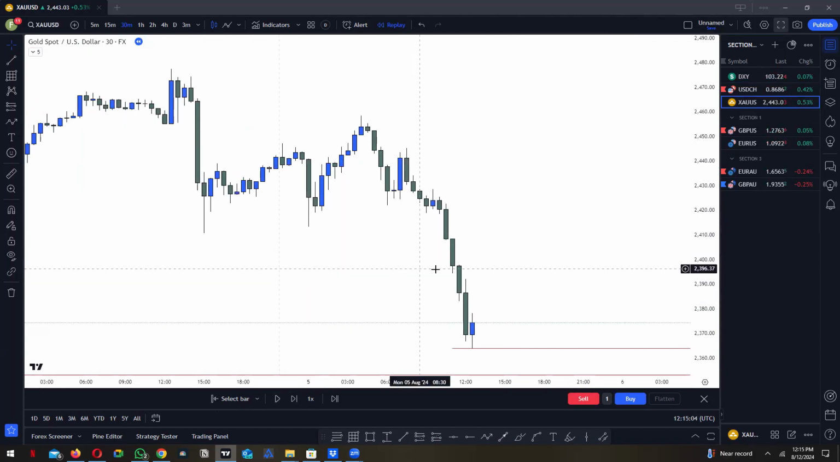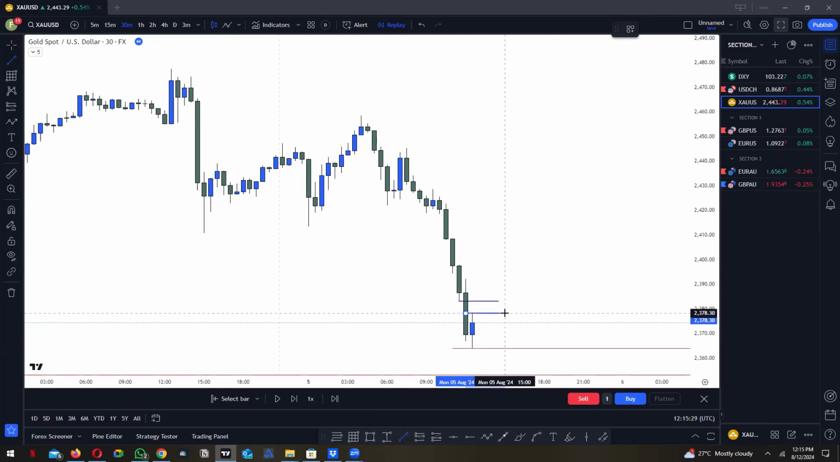So this is basically our last example on inversion fair value gap, and this is the gold chart on the 30-minute time frame. So we're in a strong downtrend, a strong bearish trend, and price actually created this fair value gap here. We're looking to take a short when price pulls back into this fair value gap on the smaller time frame. So basically we're expecting price to pull back into this and take an entry to the downside.